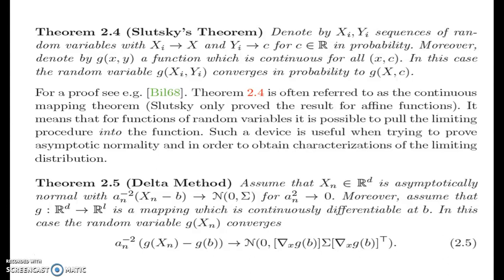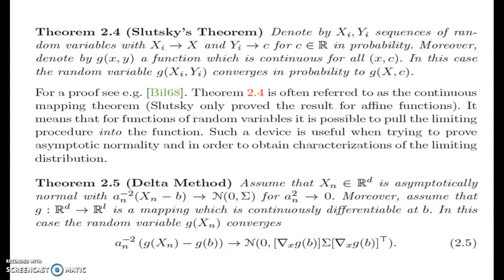Now, coming to Slutsky's theorem. We denote by xi and yi sequences of random variables with xi converging to x and yi converging to c, for c belonging to R, in probability. Moreover, denote by g(x, y) a function which is continuous for all (x, c). In this case, the random variable g(xi, yi) converges in probability to g(x, c).